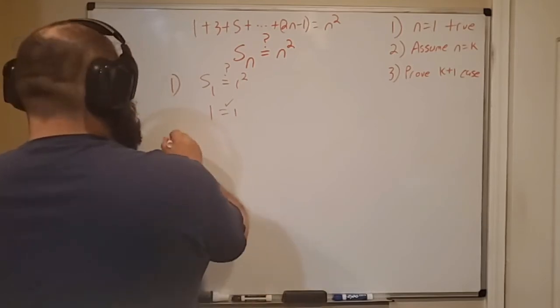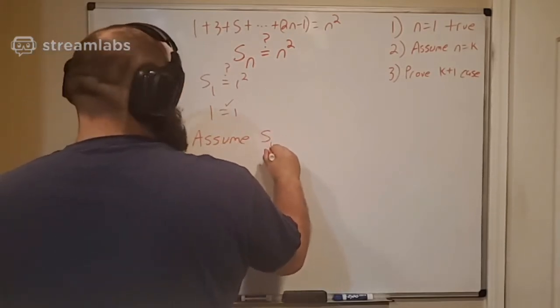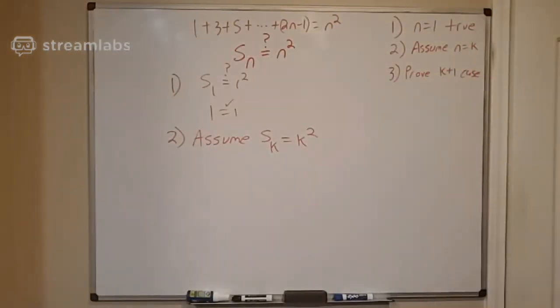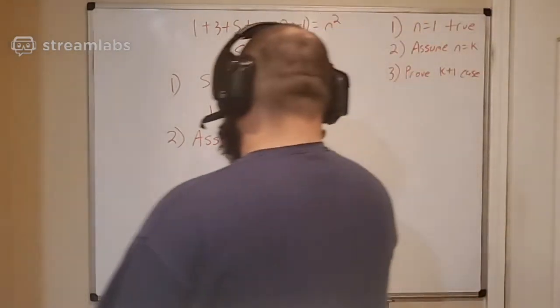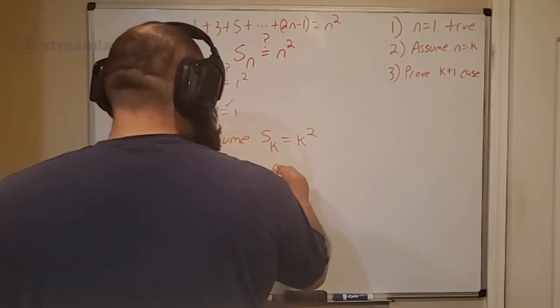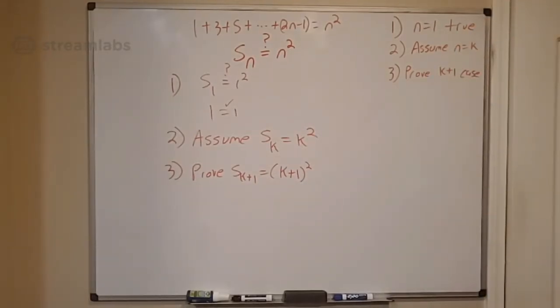Great. Step 2 is always the same. You assume S sub k is equal to k squared. You replace your n's with k's for your second step, your assumption. And then step 3, we are trying to prove that S sub k plus 1 is equal to k plus 1 squared. So we just replace our k's, or the n's from the original problem, with k plus 1s. Does everybody see what I did? Anybody have any questions on what I did so far? Because I haven't done much of the actual problem yet.